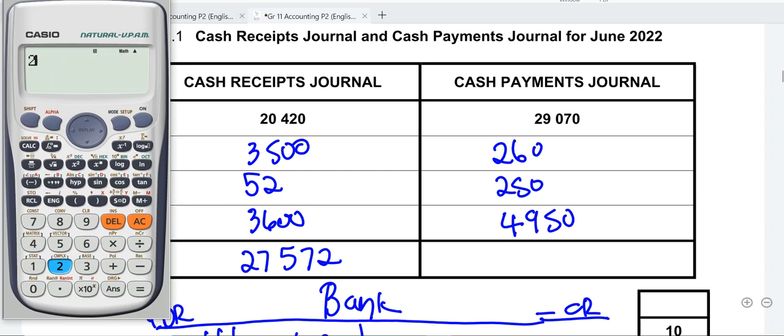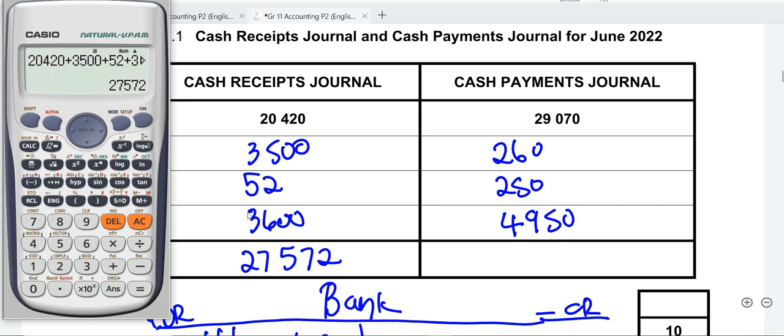So we're going to say 20,420 plus 3.5 and then plus 52 plus 3.6, then it gives us 27,572. So we are good to go.